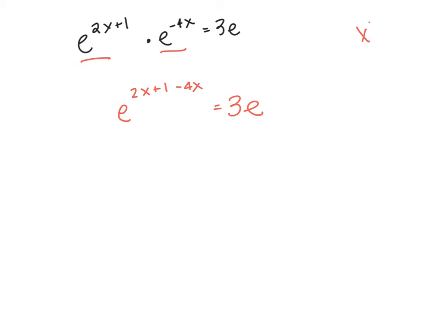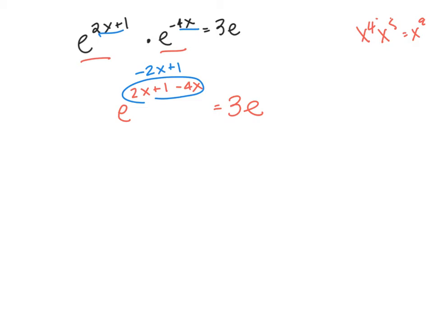So for example, x to the 4th times x to the 5th, you guys knew you just added those, and it turned into x to the 9th. Same thing here, e to the 2x plus 1, e to the negative 4x. We just add the exponent pieces. So now we can simplify that. 2x minus 4x is a negative 2x plus 1.